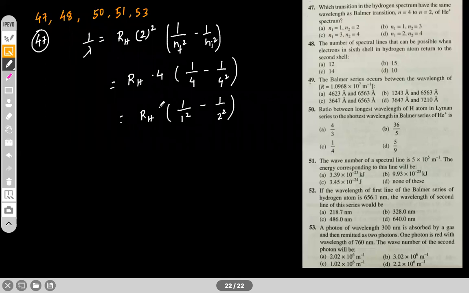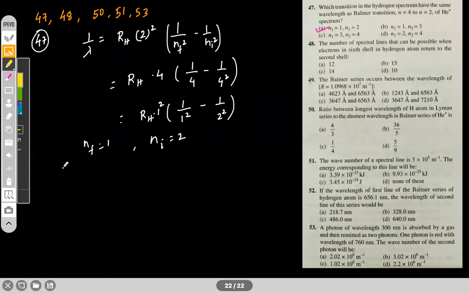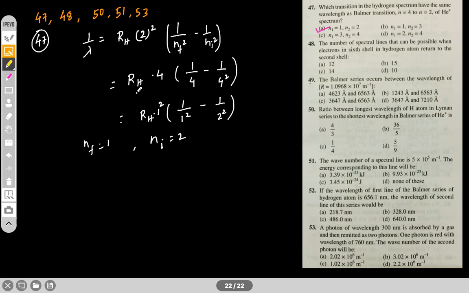You see, if it is hydrogen, then this would be 1 square here we can write. So for hydrogen, NF value is 1 we are getting if you compare this, and NI value is 2 we are getting. So option A, no doubt. This kind of question, it is very difficult to solve for NF and NI. So better you write down the expression and compare. If you write down the expression for hydrogen spectrum, you will get this only: 1 by lambda equals RH into 1 by NF square minus 1 by NI square. That's the expression we have here. Hence the answer.